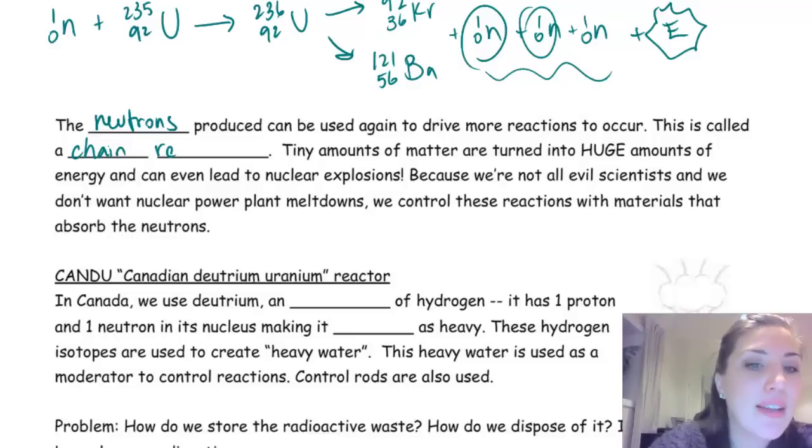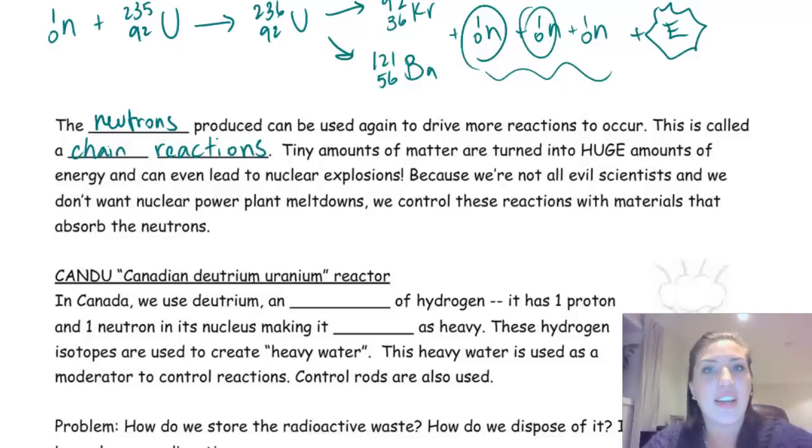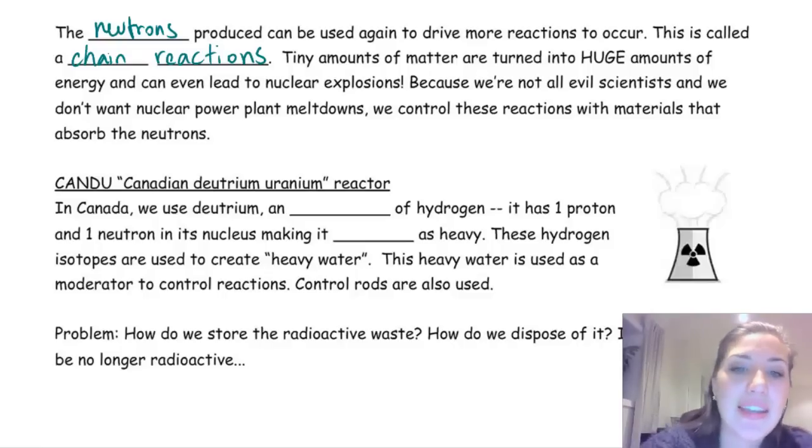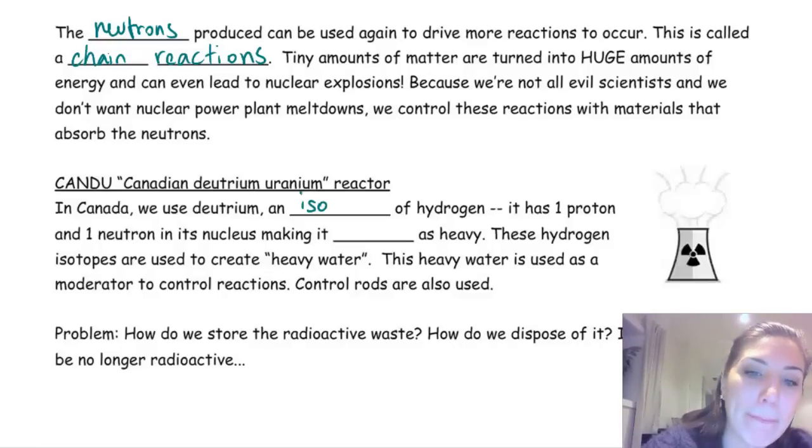Now this can be bad because, well, if this incurs more and more energy, you could eventually have a huge nuclear explosion. And because we're not all evil scientists and we don't all want to blow up everything, we want to control these reactions. So we can use materials that absorb those neutrons that you're producing. So in Canada, we have something called CANDU, Canadian Deuterium Uranium Reactors. And so we use deuterium as an isotope of hydrogen.